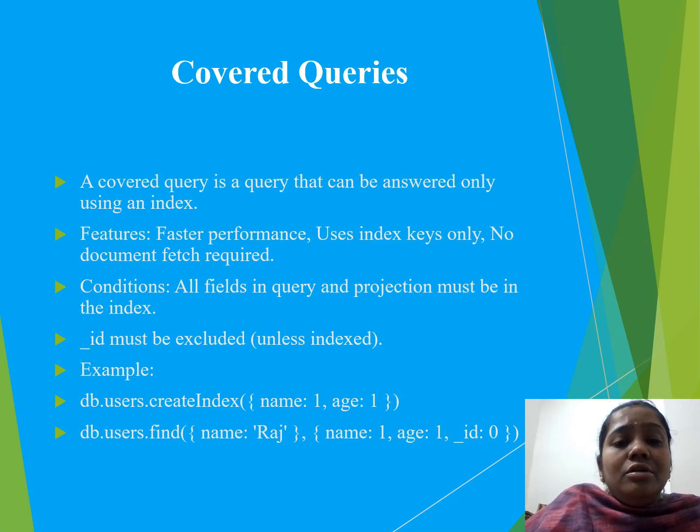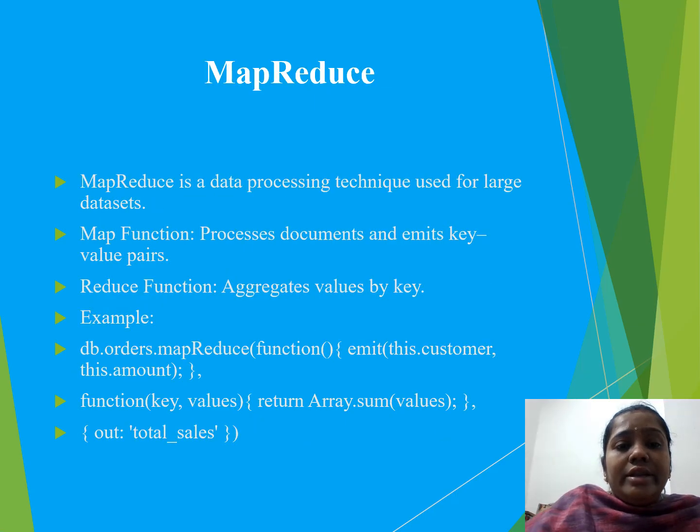When we talk about covered queries, a covered query is a query that can be answered only by using an index. The features of this covered query are faster performance using indexes with no documents examined, and the ID must be excluded. The examples of the covered queries are given below with the user index documents or user finding documents. So after the covered queries, we are going to introduce a concept called MapReduce.